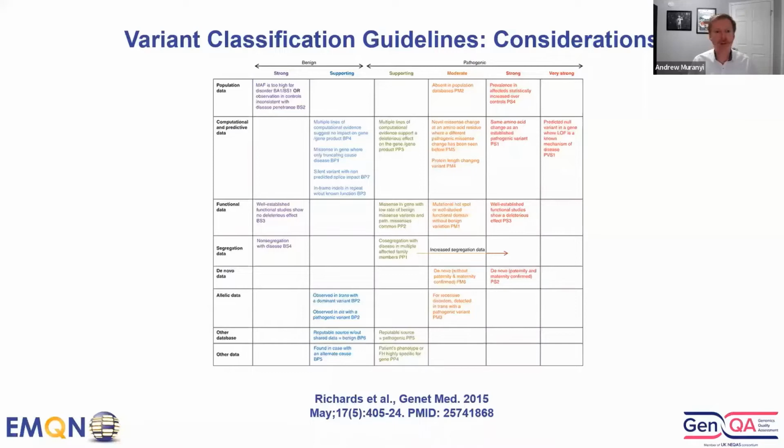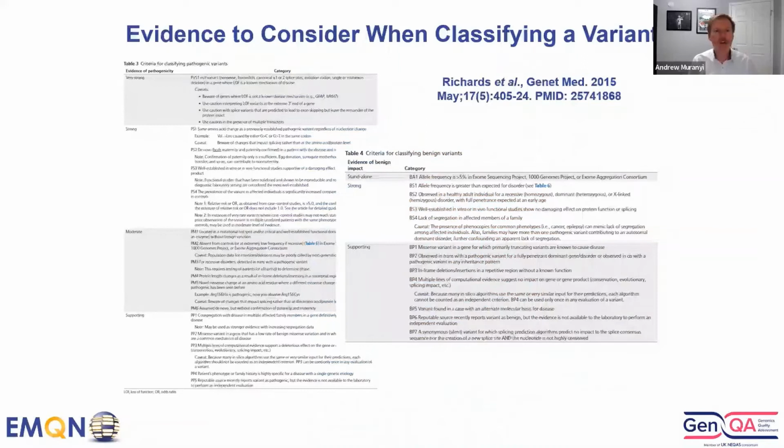Next slide, please. So this is a busy slide. It lists all the evidence in the 2015 Richards et al. publication for variant classification. What I just wanted to point out with this is that the evidence can be broken down into, on the pathogenicity side, very strong, strong, moderate, and supporting, and on the benign side, standalone, strong, and supporting. The other thing I wanted to point out is you can probably notice from these tables that there are more pieces of evidence that can be used to point towards pathogenicity than towards benign.